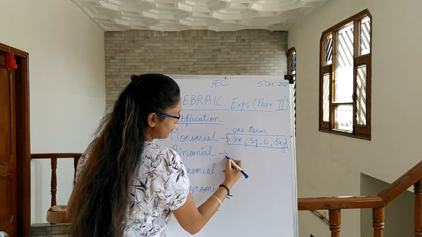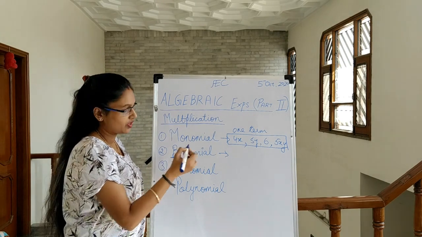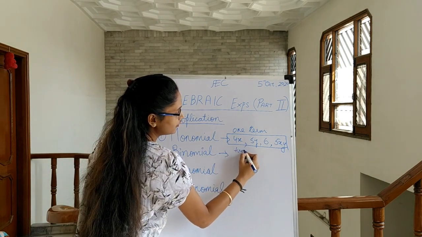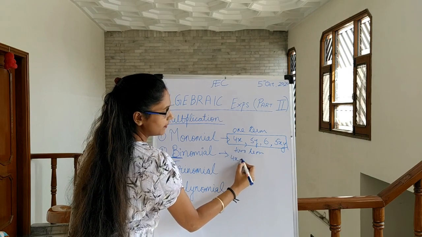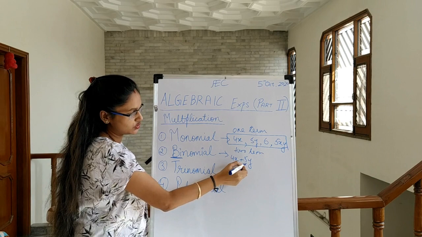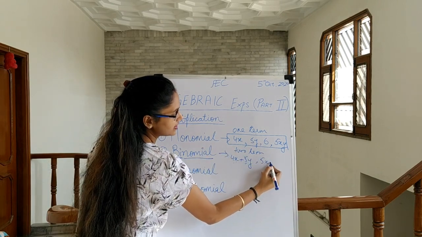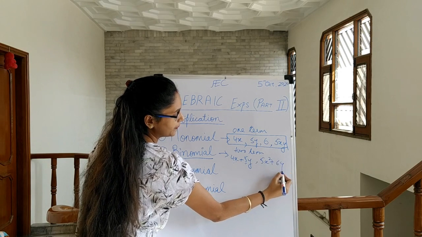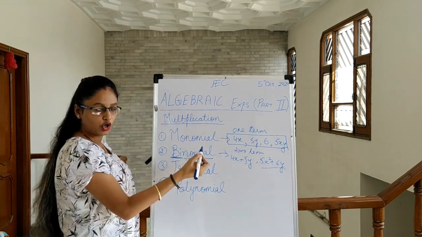Now we'll come to binomial. Binomial, as the name suggests, bi means 2. So in this we have 2 terms. For example, if I write 4x plus 5y, here you can see that we have used 2 terms. So this is our binomial. Similarly, if I write 5x square plus 6y, here also we have 2 terms. So this is also our binomial.